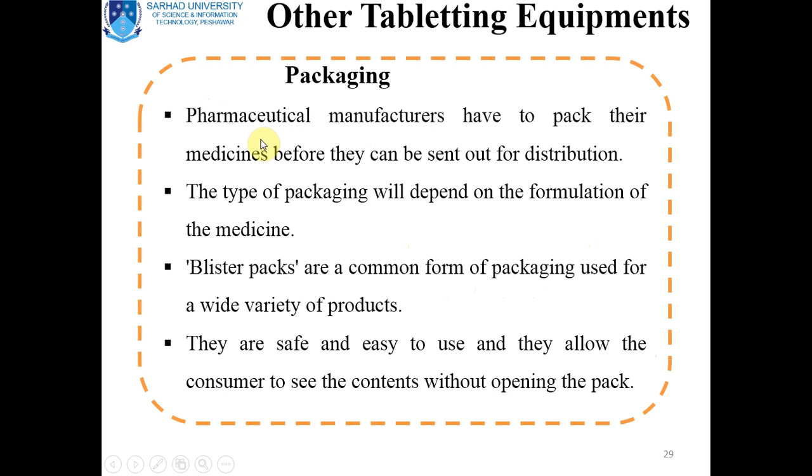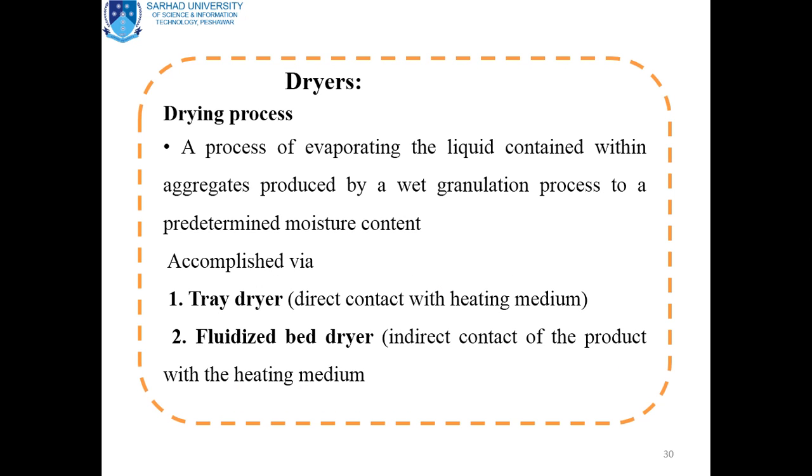Packaging machines are also used for packaging or wrapping. Pharmaceutical manufacturers have to pack their medicine before they can send it out for distribution and marketing. The type of packaging will depend on the formulation of the medicine. Blister packs are a common form of packaging used for a wide variety of products. They are safe and easy to use and they allow the consumer to see the contents without opening the pack, as we see in the packing of tablets and capsules in the market.